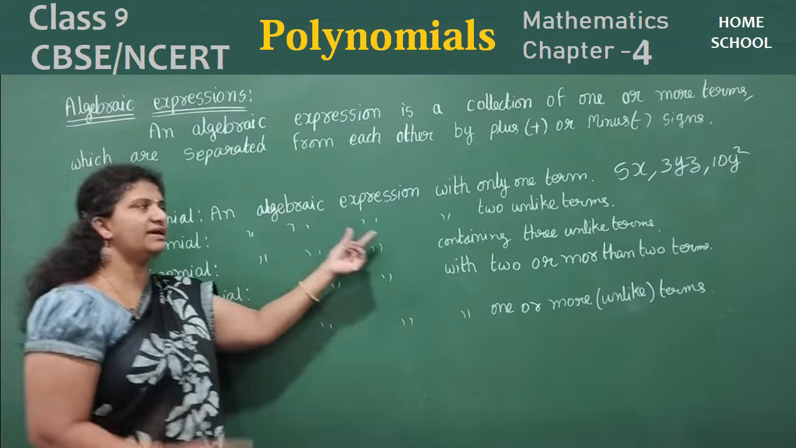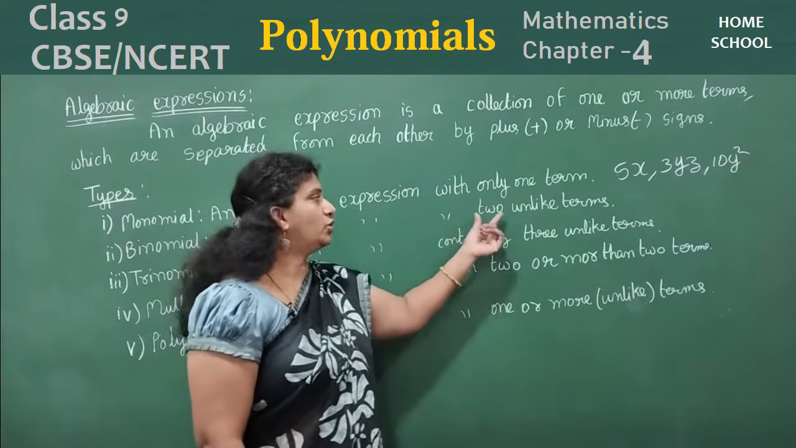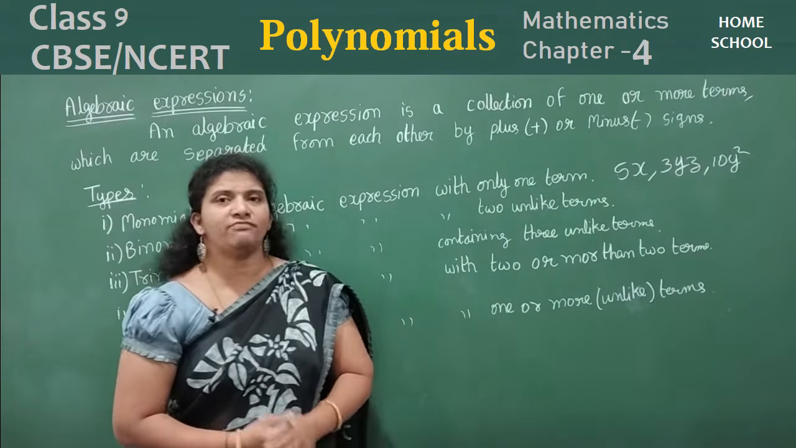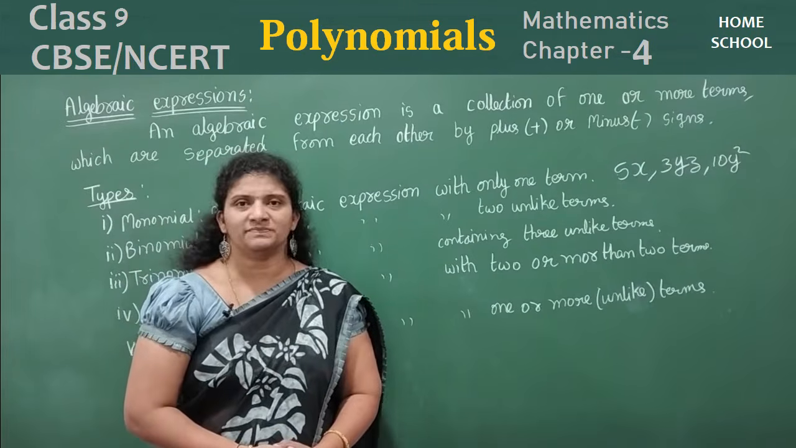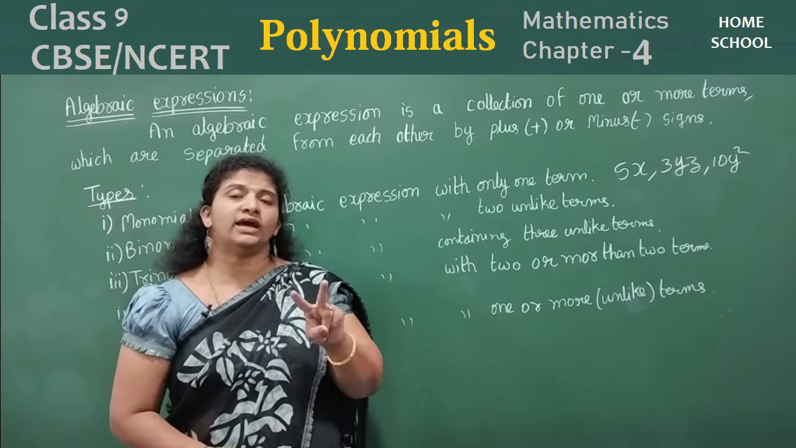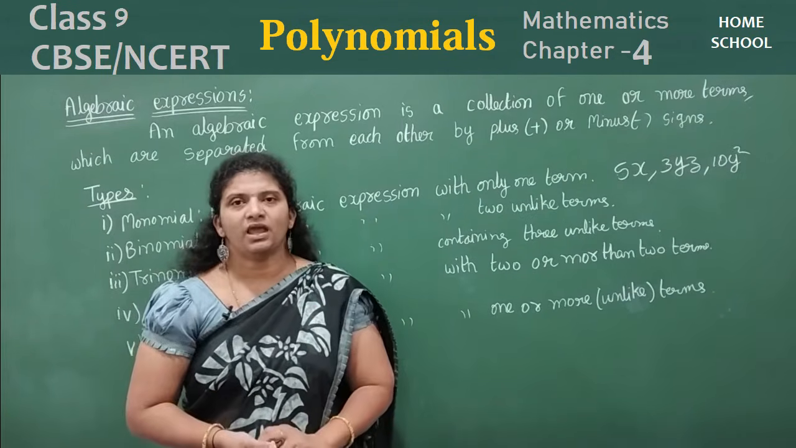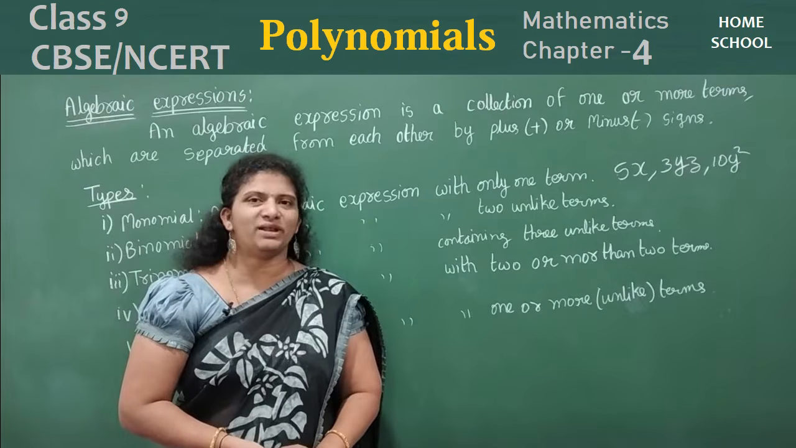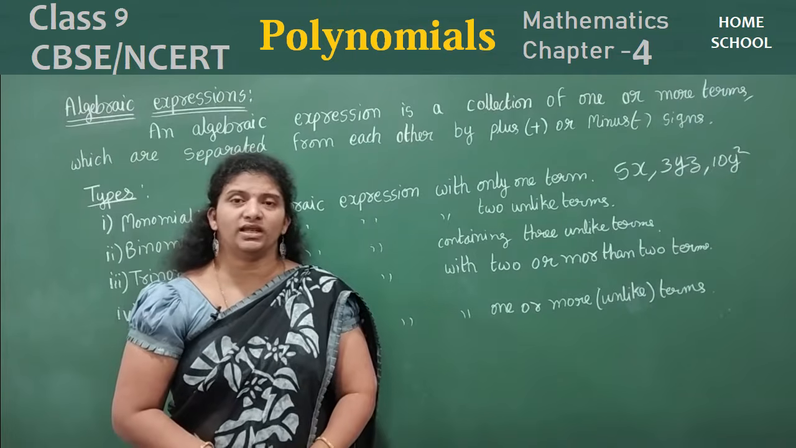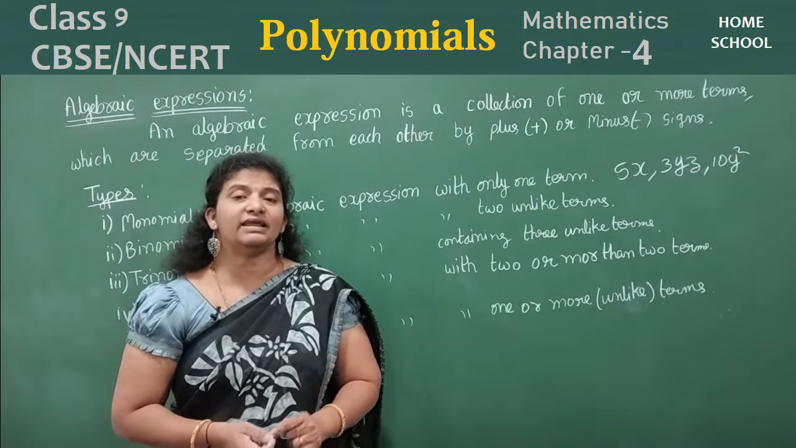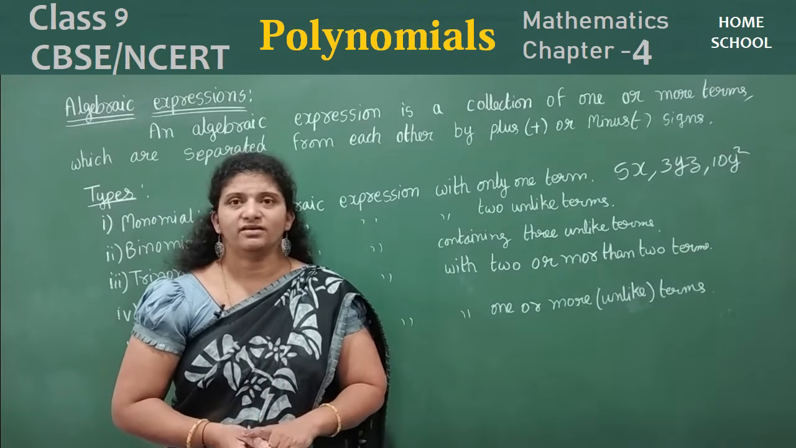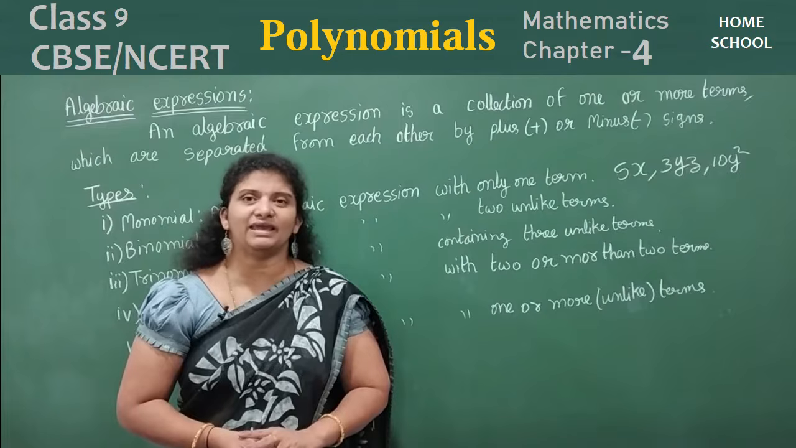An algebraic expression with two unlike terms. Why did I call them unlike, children? Suppose I take 5x plus 2x. If I say two terms with a plus in the middle, you may say, what is 5x plus 2x? It will be 7x, which means it becomes a monomial. So that is the reason the word here is unlike terms, not like. 3x and 2x will be like.